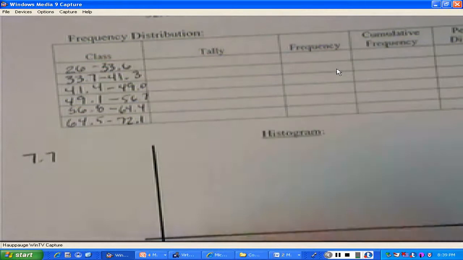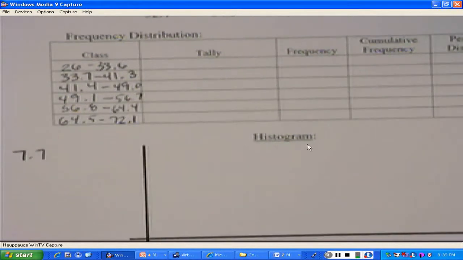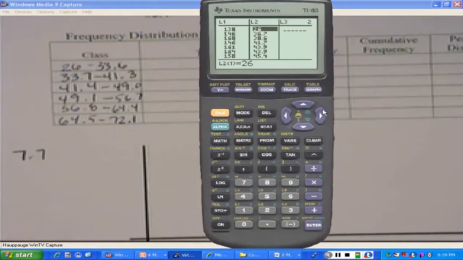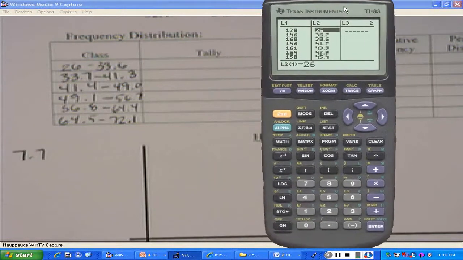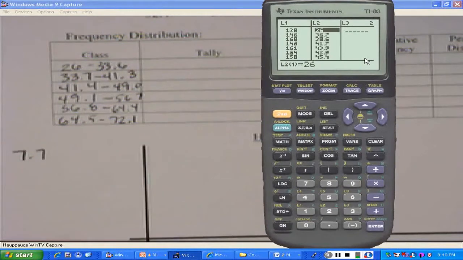So now we have these. What is our next step? What do we have to do next? Tally them. And again, you can use the calculator or you don't have to. It's up to you. If we use the calculator, here's another way you can use it. You want me to show you another way? It's easier. Okay, let's look at the classes. The first one goes from 26 to what number? 33.6. So let's go down here. Well, what's this?